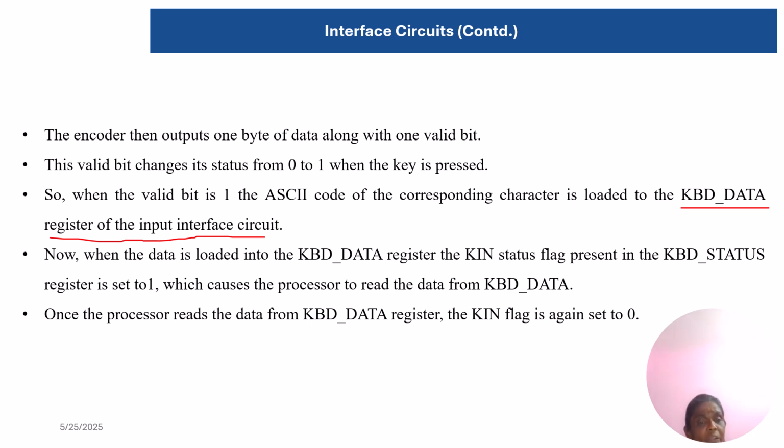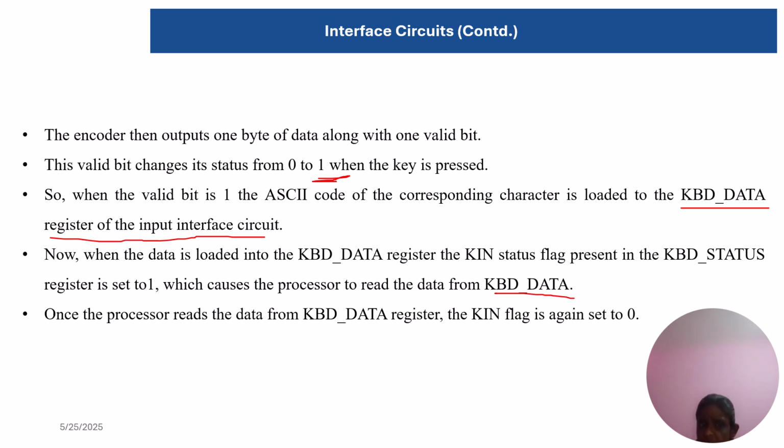And now when the data is loaded into the keyboard data register, the KIN, keyboard in status flag present in the keyboard status register, is set to 1. I have already told you, if it is 1, it is ready to accept, ready to store all the 8 bits corresponding to the character pressed in the keyboard. It causes the processor to read the data from the keyboard data register. So it is available in keyboard data.